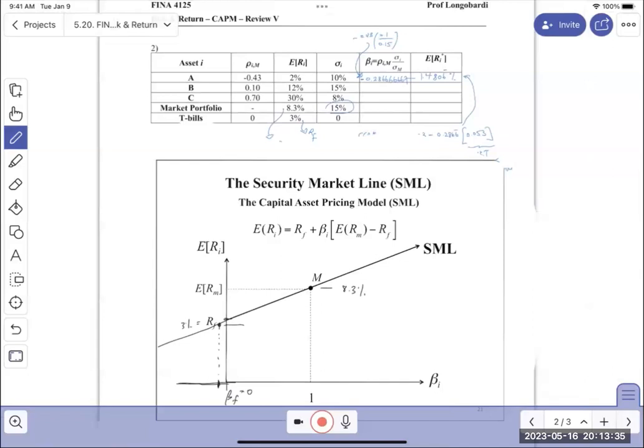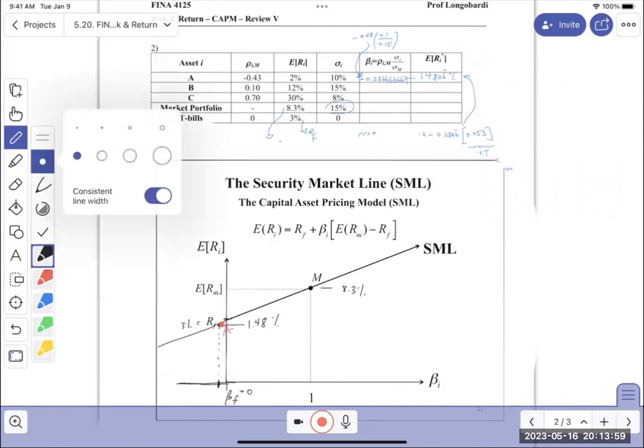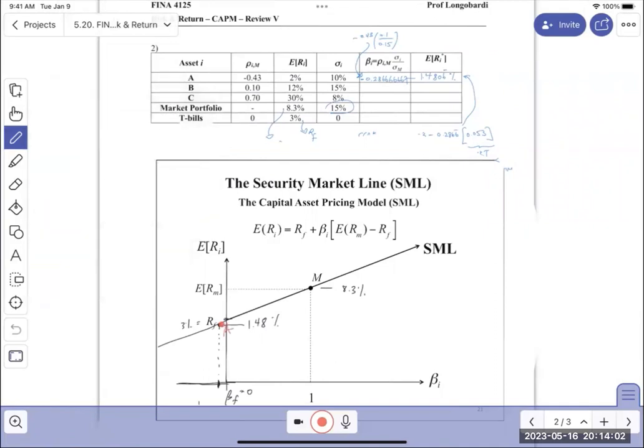The one that we just got is over here at 1.48%. So that is A. Let's give it a color. It's right there. And beta of A, we found out, was negative 0.2. I won't write the number. I'll just put the beta here that it's negative and it's close to 0.